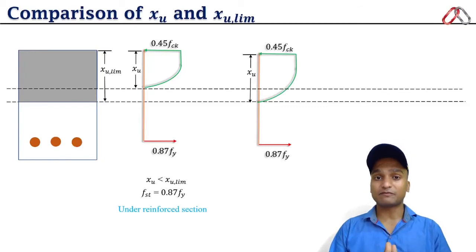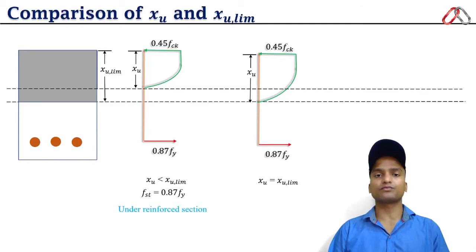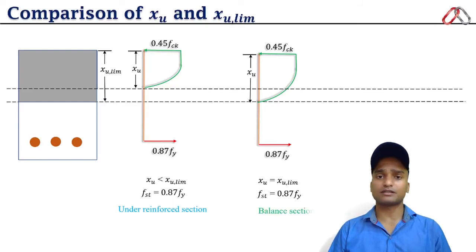But there may be a case in which our actual depth of neutral axis is exactly coinciding with the limiting depth of neutral axis, and this is very rare to obtain. Most of the time this is a hypothetical case. We try to design for the under reinforced section only, but if it happens, then we have to use the value of Xu equal to Xu limiting, and the stress in the steel bars will again be equal to 0.87 fy, and such a cross section of the beam is said to be the balanced section.